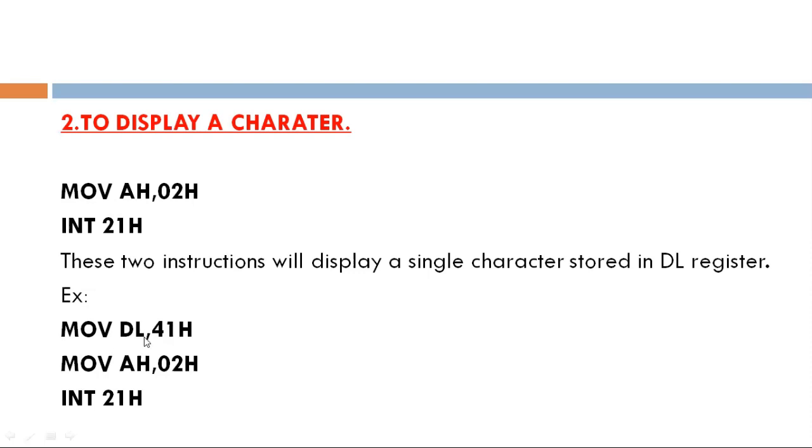If you observe these instructions, the 41H value is being loaded into the DL register. So it will display the capital A as an output, because 41H is the ASCII value of capital A.